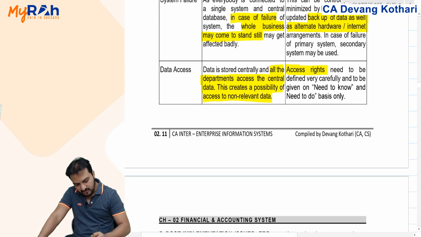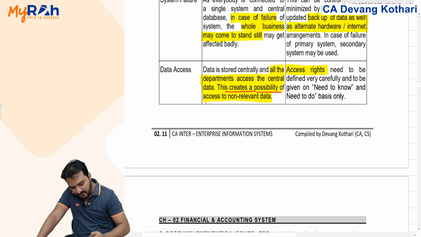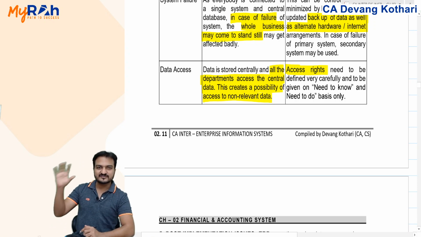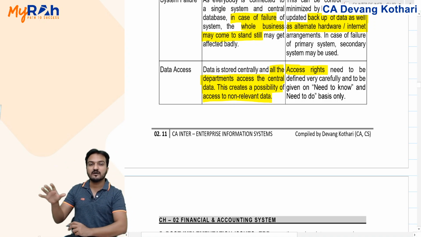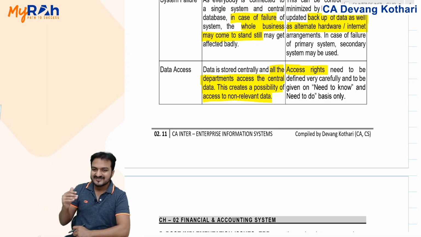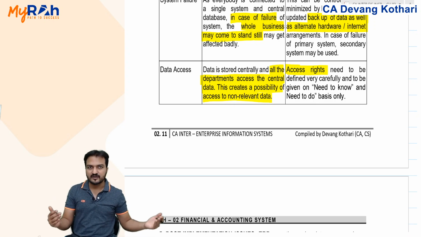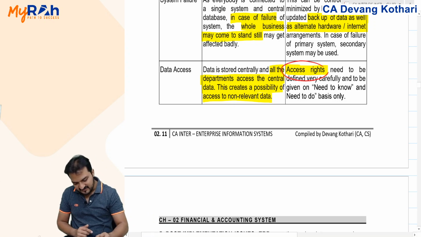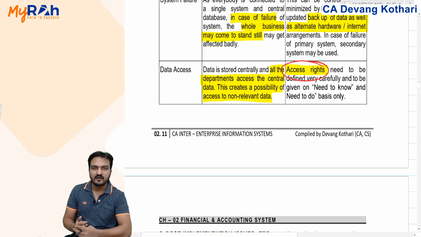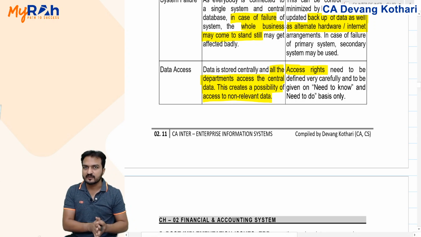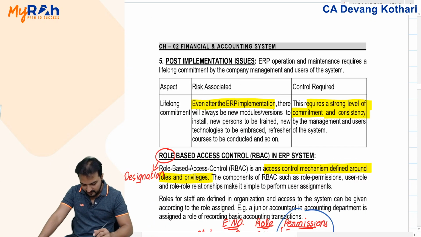Data access. All the departments access the central database. If all the departments access the same database, this creates a possibility of access to non-relevant data. If all employees are given access to the central database, then there is a risk that maybe purchase employee might disturb the sales data, sales employee might disturb the purchase data. To prevent that, access rights need to be defined. Access rights should be separately defined, that which employee can access which data.